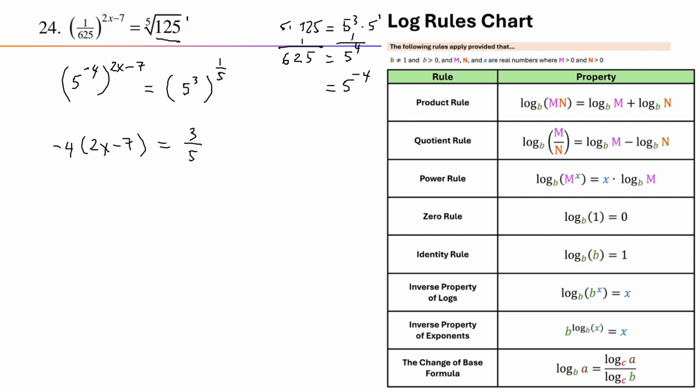Okay, now like I said, I really don't want to work with the fraction. I multiply 5 both sides. Okay, now we'll have 5 times -4 is -20. For this part that I'm distributing inside, I will have -40x plus 140 equals 3.